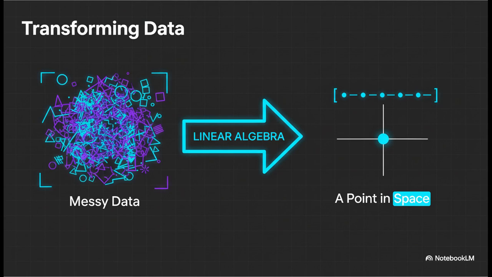It lets us take all this messy, real-world stuff, every pixel in a photograph, every word in a sentence, and translate it into a vector, which is really just a list of numbers. And that vector acts like a coordinate, a single precise point in a huge mathematical space. And that translation, from messy reality to clean math, is the absolute first step for any AI model.